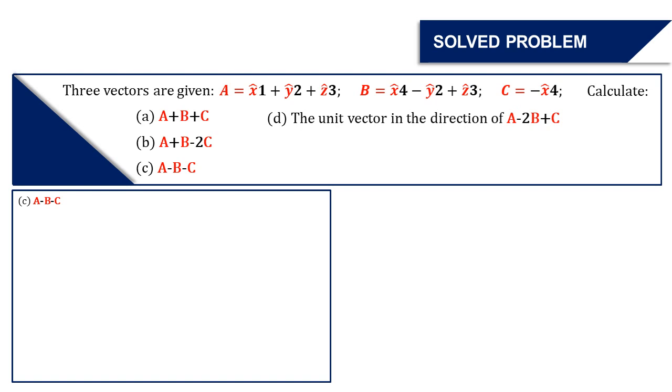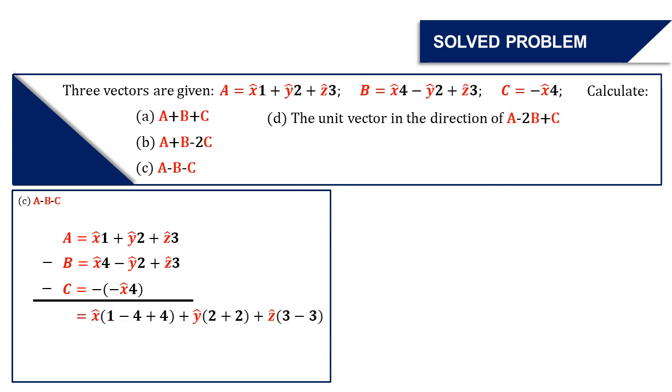For this next item, we are to subtract B tsaka C dun sa A. So, line up lang ulit natin, minus B, then minus C. So, what we'll have will be 1 minus 4 plus 4 sa ating x component, then 2 plus 2 sa y, then 3 minus 3 sa z. That gives us x hat 1 plus y hat 4.